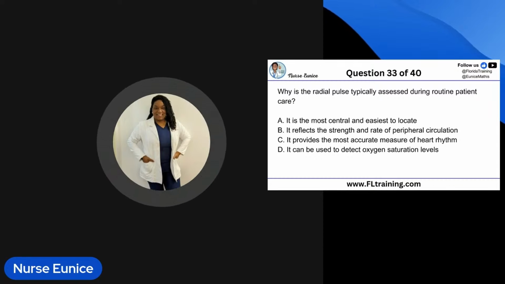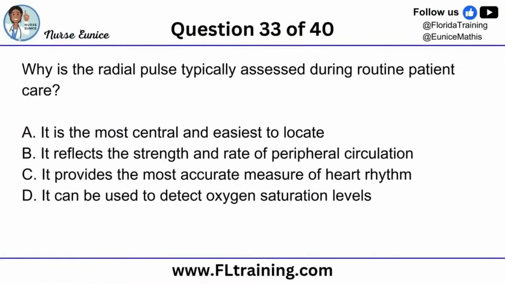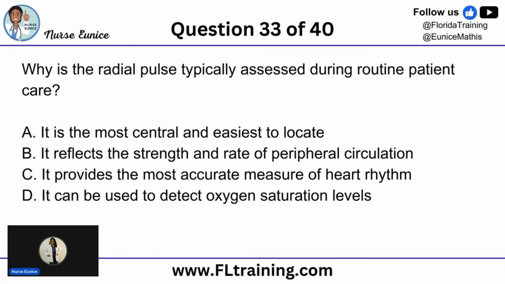So question number 33. Why is the radial pulse typically assessed during routine patient care? A, it is the most central and easiest to locate. B, it reflects the strength and rate of peripheral circulation. C, it provides the most accurate measure of heart rhythm. Or D, it can be used to detect oxygen saturation levels. Why do we take the radial pulse?